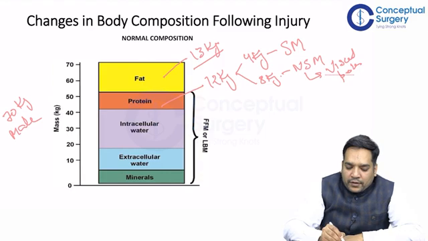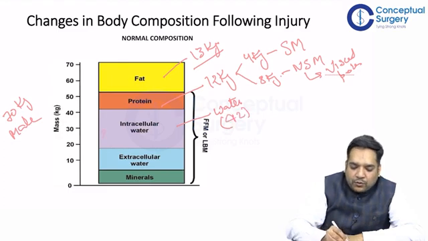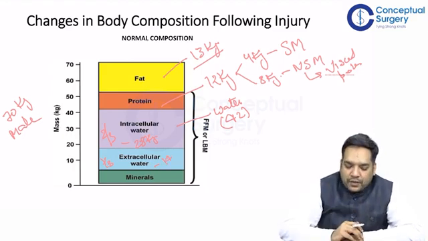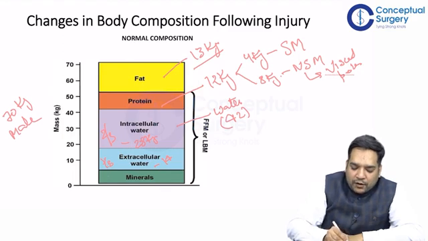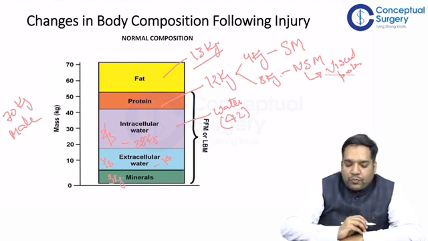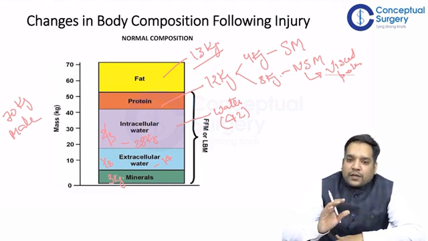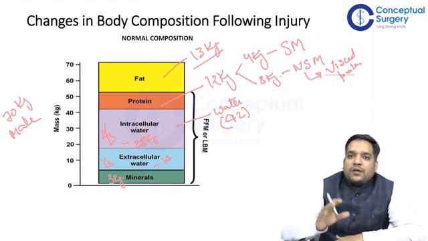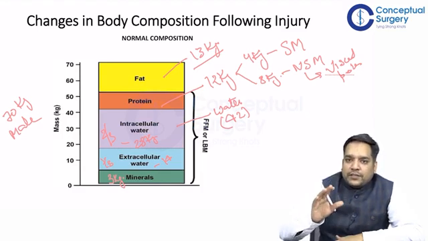Total body water is 42 kg, of which 2/3 is intracellular, that is 28 kg, and extracellular water is 1/3, that is 14 kg. So 42 kg of water is there in a 70 kg average person, and 3 kg is minerals, which are most commonly found in the bone. This is the composition of a normal 70 kg person.